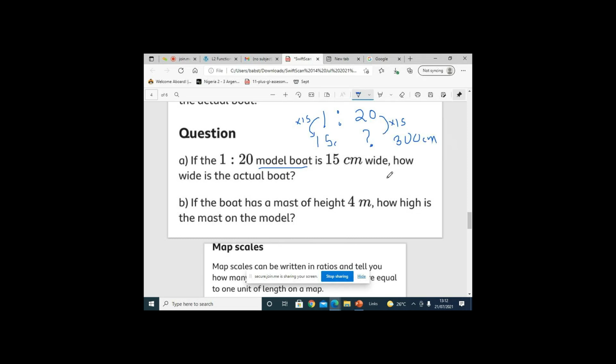You can be asked to convert it. It can ask you for the boat in meters. So the boat is 3 meters, because 100 centimeters makes 1 meter. You just need to put it there. That is 1 meter. I hope that is straightforward.